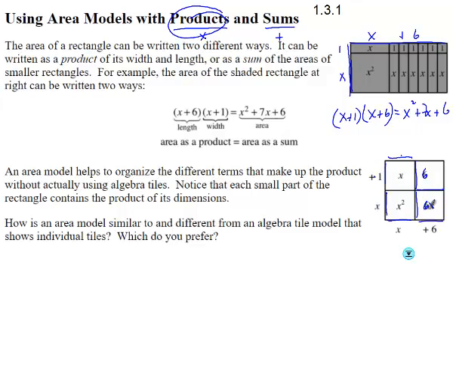And this is without drawing all these different rectangles. So once again, we have x plus 1 times x plus 6. That's the area as a product. And the sum will be the area inside that. So we have an x squared, and we have 6x and 1x, which gives us 7x plus 6.